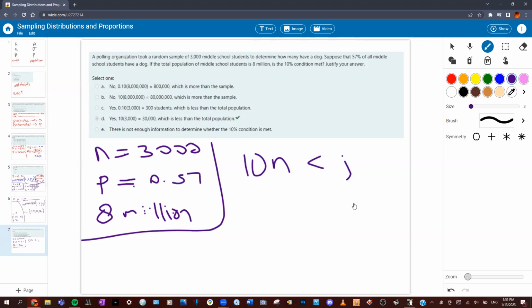Okay, it must be less than j to make the 10% condition. So 10 times 3,000, is that less than 8 million? It is. So the 10% condition is met. Bam, that's it. Thank you for watching.